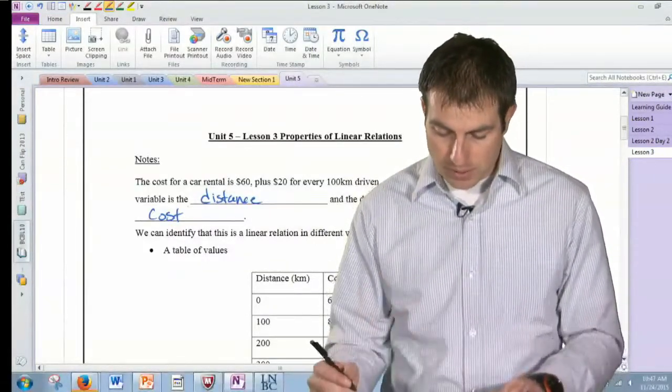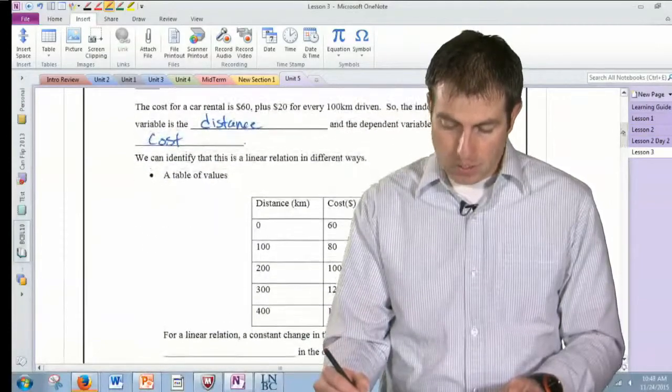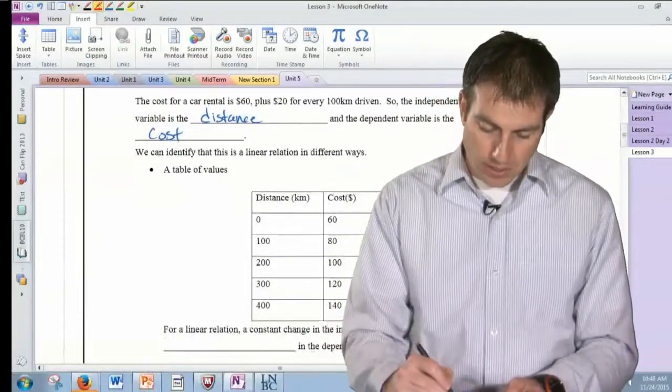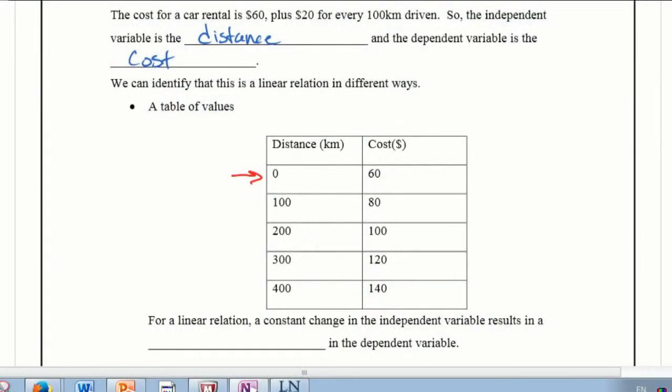So we can represent this in a table of values. One interesting thing that happens here is when distance is zero. Even before you've driven anywhere, you rent a car, you pay for that car. So it costs you $60 just to rent the car, and then you pay an additional $20 per 100 kilometers. So the idea here is that for a linear relation, a constant change in the independent variable results in a constant change in the dependent variable.